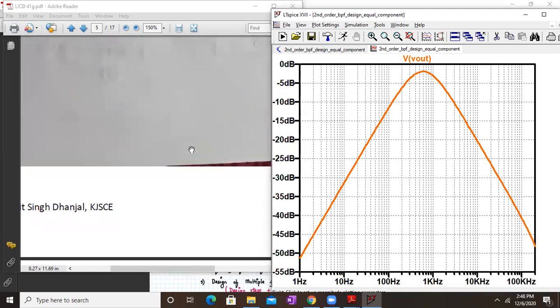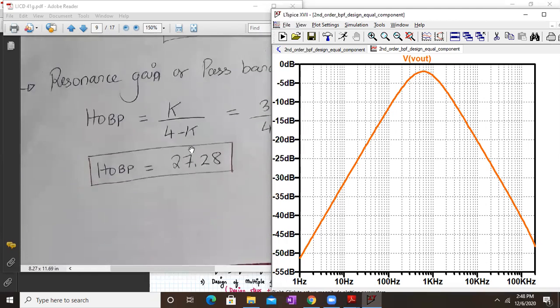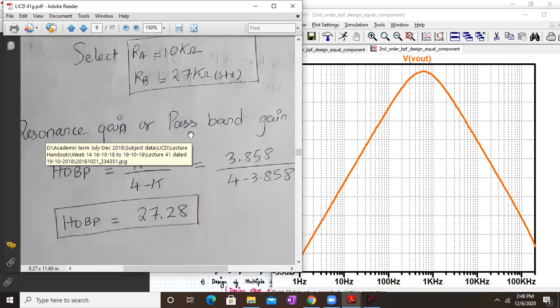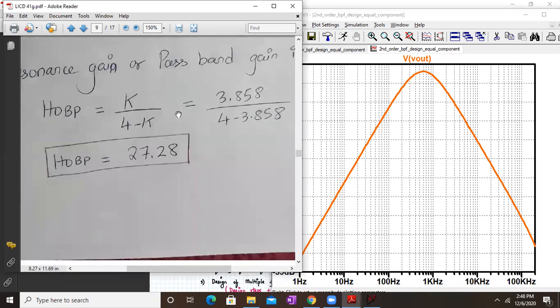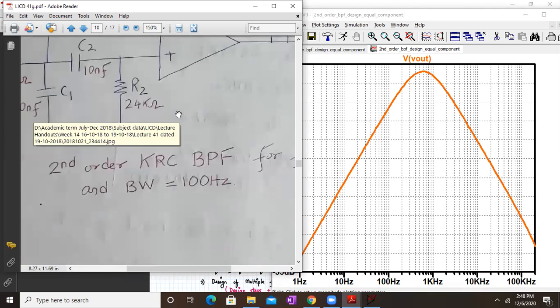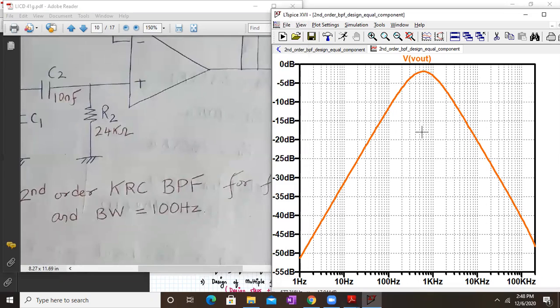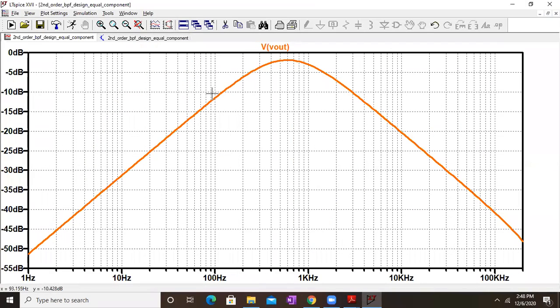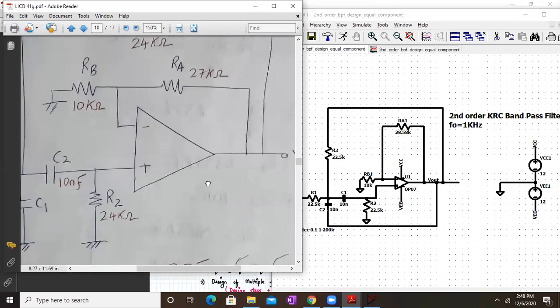Let us go back to the design values. Okay, so these are the design values. First of all, we'll check the resonant frequency. It is designed for around how much is the value of the cutoff frequency? 1 kilohertz. Okay, so it's designed for 1 kilohertz, and let's substitute the values as per the design.